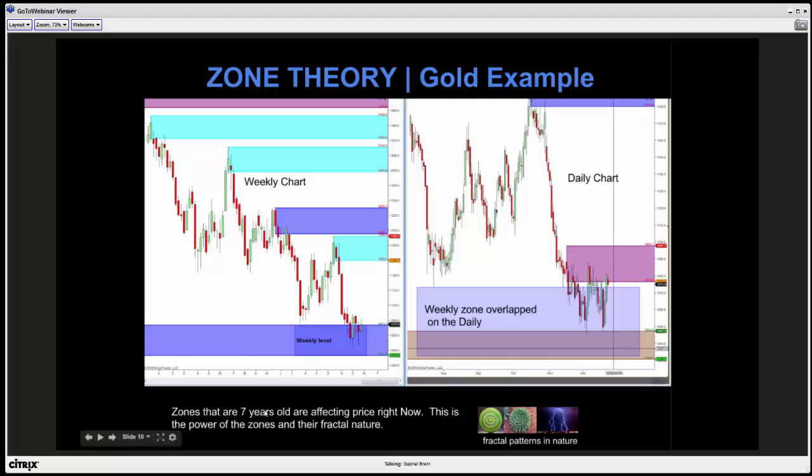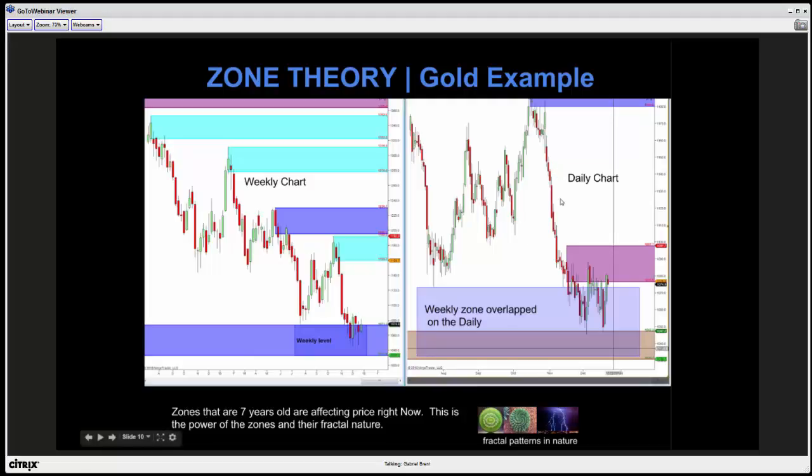So here's an example of gold. This level is 7 years old that we've been hitting. I don't know if you guys are aware of this, but this zone is a 7-year-old weekly zone, a 7-year-old daily zone for support that we're hitting off of. And look how it just kisses price and amazingly shoots up. I just find that absolutely amazing. I'm still absolutely bewildered by how this stuff works.